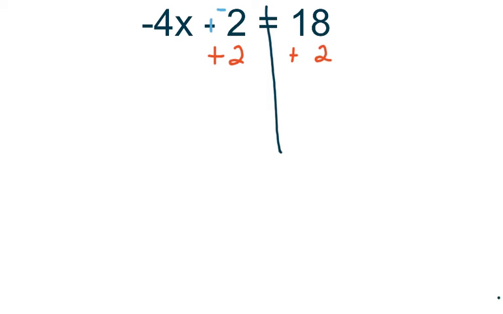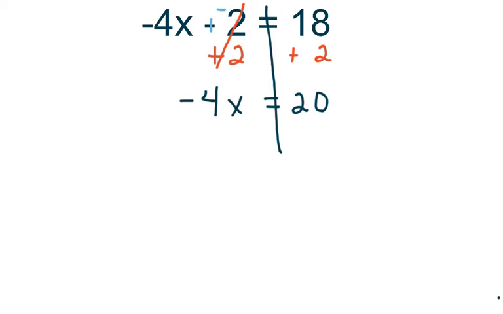Do that to both sides. It's going to make these 2's cancel out. When I bring down what's left now, I have a negative. Don't forget the negative. A negative 4x equals, and then on this side, 18 plus 2 is 20.